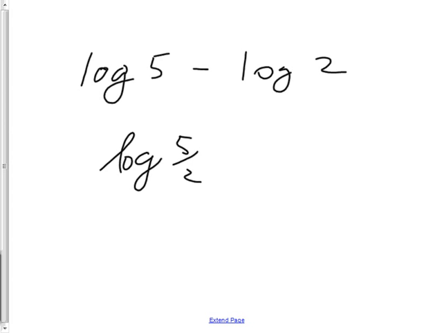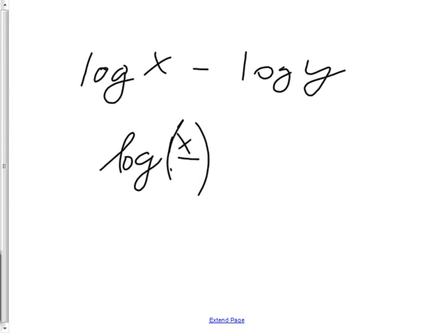Log of 5 over 2, you got it. If it's a subtract, you can condense it down into one log and make it a divide. Like that. So if I want that in an X Y thing, I would say log X minus log Y is the log of X over Y. These are important little rules you are writing down and learning right now.